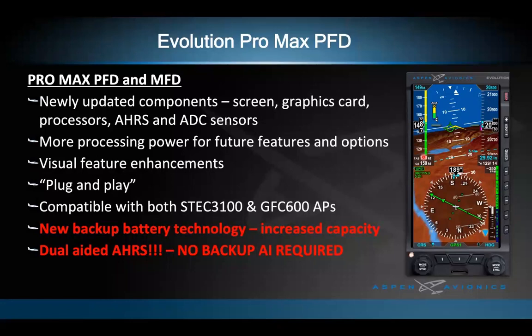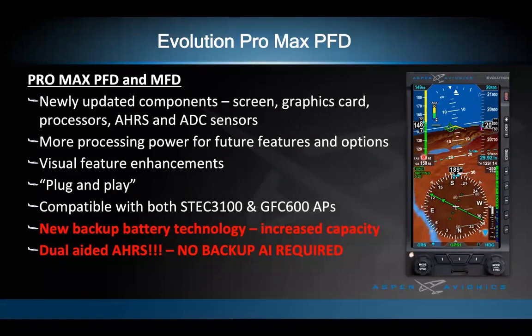These systems are plug and play. So if you have a legacy display and you want to upgrade to Pro Max, we use the same harness, same connector. The only difference is, since the Maxes have audio, there is one wire your shop will have to run from the existing Aspen connector to the audio panel, but that's it. Anything you've purchased before, like angle of attack, ADS-B, synthetic vision, all those features just transfer over. You don't have to purchase anything again.